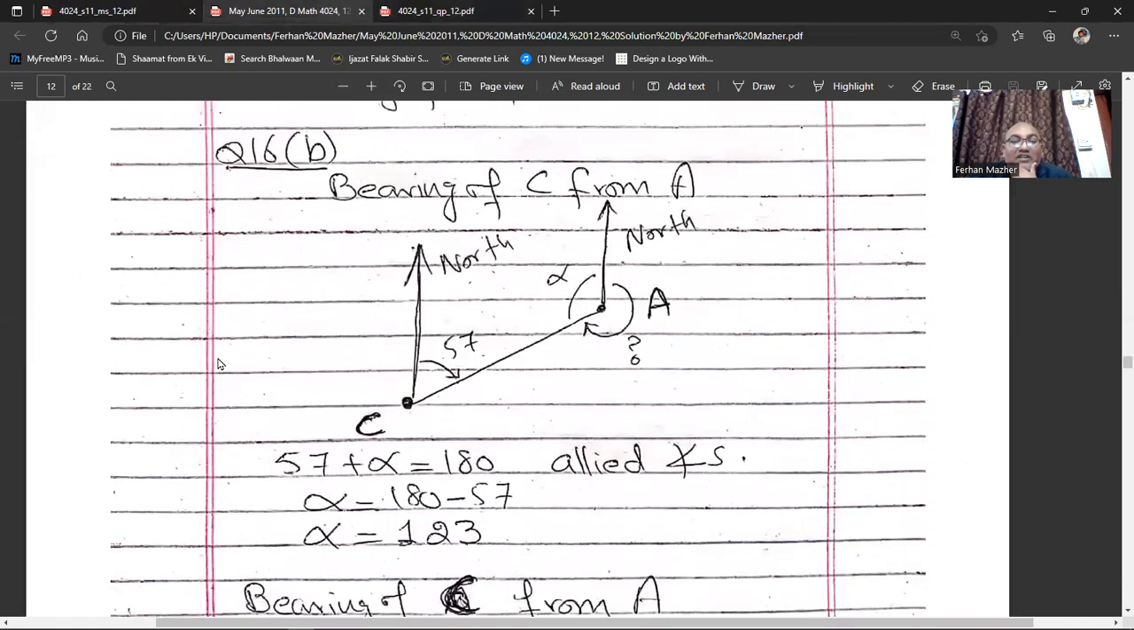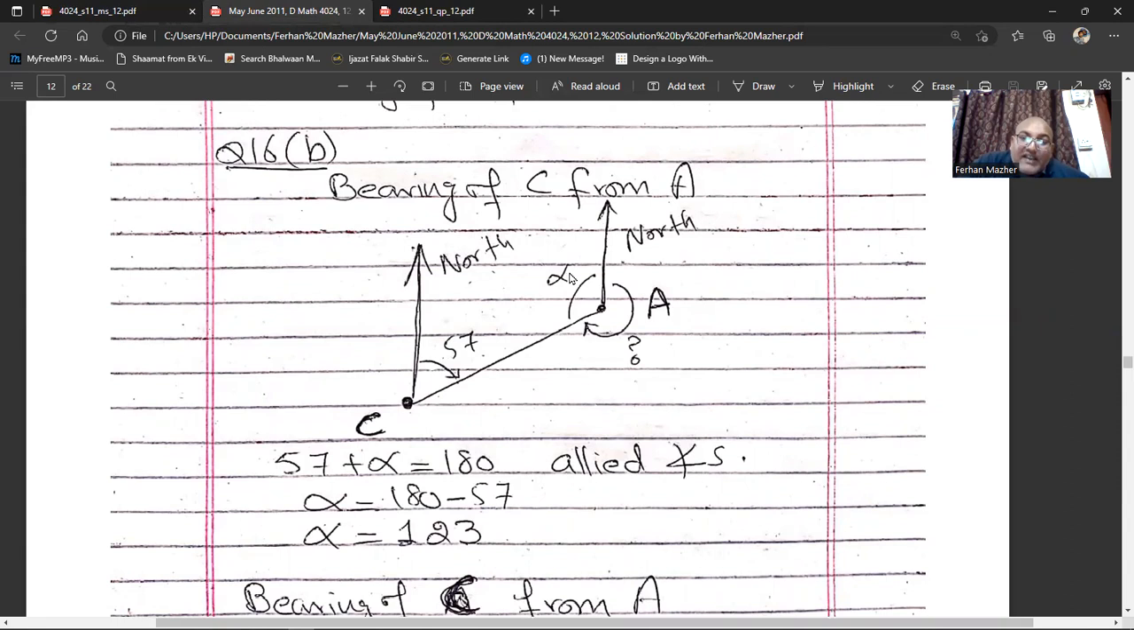So here I have drawn a little diagram. So this is A and C and the AC line. The bearing of A from C is 57. And here I have also drawn the north. From this north, you have to go clockwise to the AC line. This is the bearing of C from A, which they are asking for. So what we will do, I will draw a north here. This north and this north are parallel to each other. So this 57 and this angle alpha are allied angles, so 57 plus alpha is equal to 180.